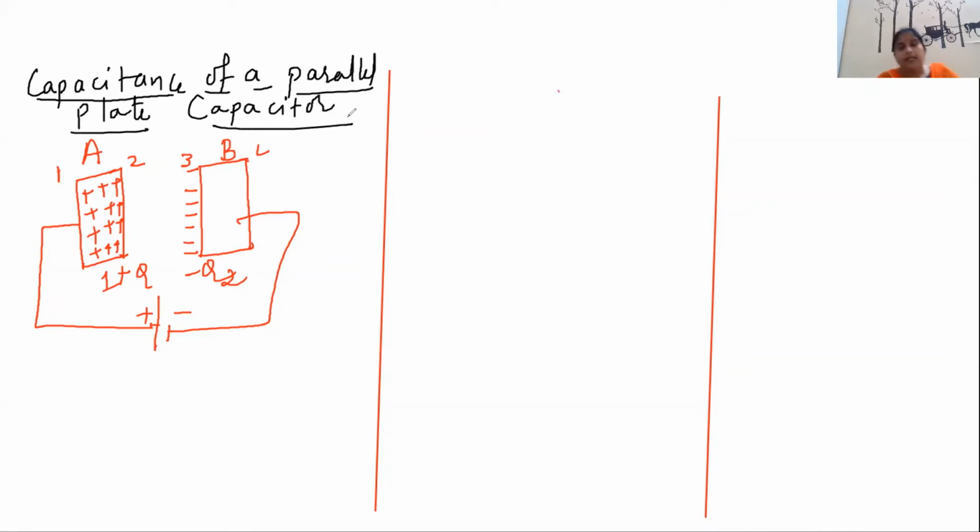But what is a capacitor? It is nothing but two conductors separated by a dielectric. So what type of dielectric can we have? We can have a dielectric that is an insulating material like air.